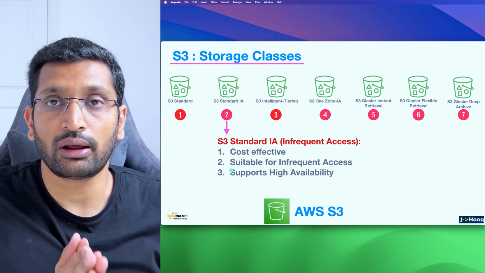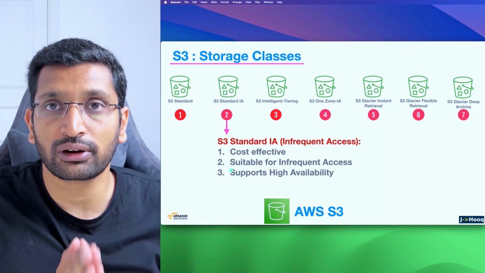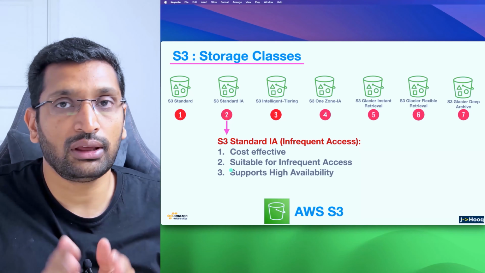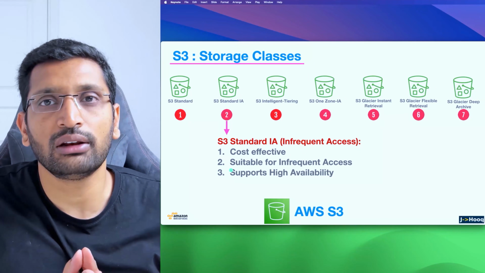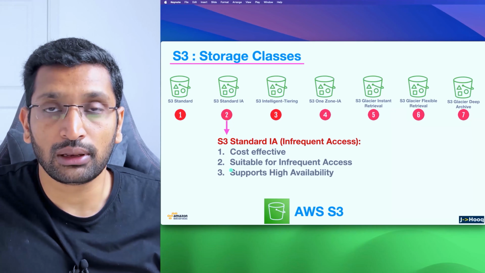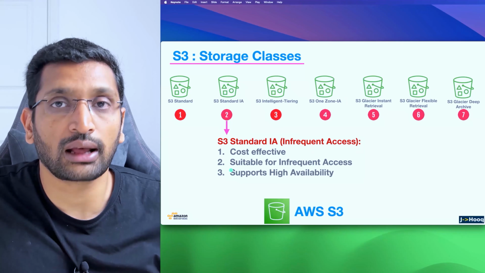If you have a project where the objects don't need to be accessed frequently, then you should use S3 Standard IA, which is designed to support infrequent accesses. And the last one is that it is highly available. That's one more advantage you will get with your S3 Standard IA.